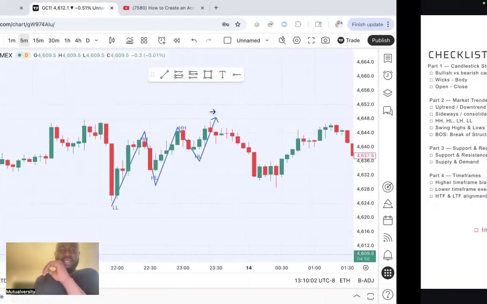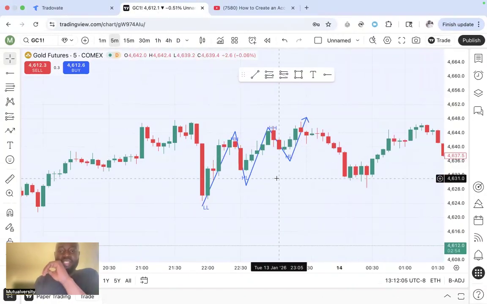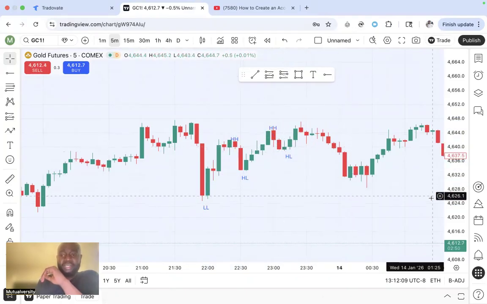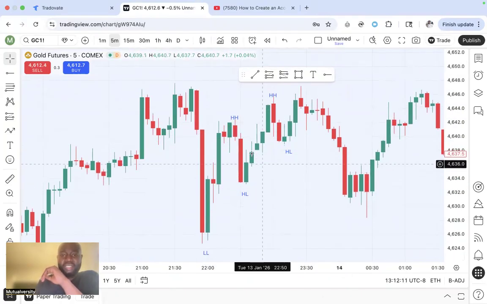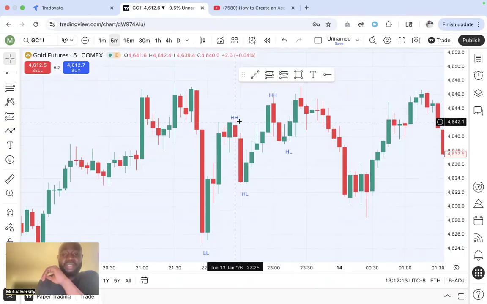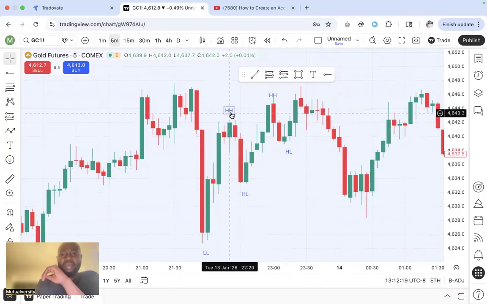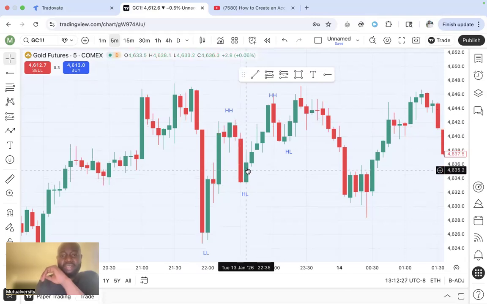So I'll give an example with the chart. In an uptrend, it is when price breaks the most recent swing high or higher high. Price came up, created a higher high, then it created a higher low. So we want price to come and go past this. As soon as price goes past it, that confirms our break of structure.